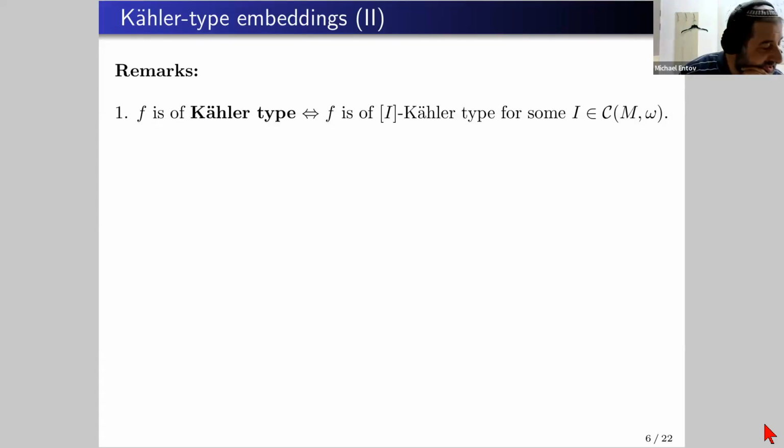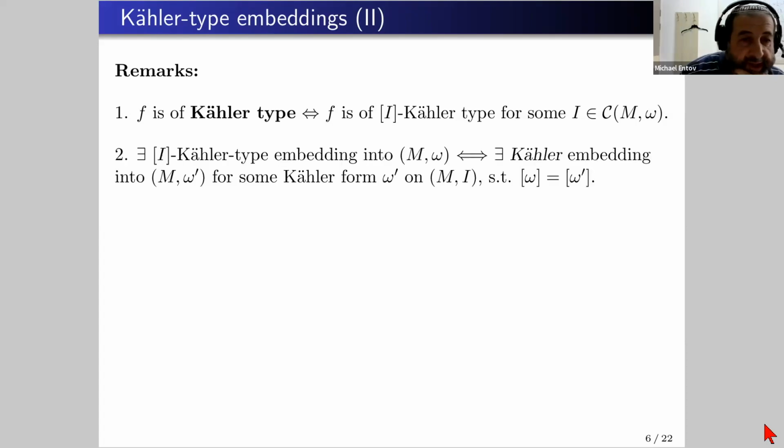Okay, so that's the first remark. The second remark is that, well, in the story that I've just told, we fix omega and let the complex structure vary. Suppose we want to do the opposite. We fix the complex structure and then the omega varies in this pair.